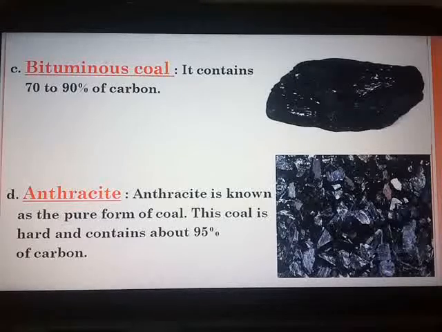So these are the different steps in the formation of coal: peat, lignite, bituminous coal and anthracite. You have to remember, I can ask as an MCQ. Dash is the third step in the formation of coal and the options will be provided to you. You have to select the correct option.